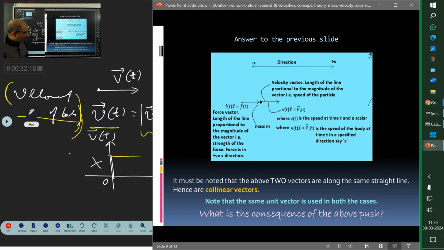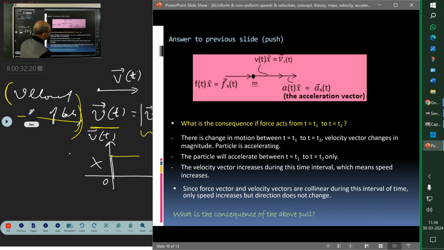Now I am applying force. So what is missing here? The acceleration vector is missing. Now that correction is done. So because of the force, there is instantaneous acceleration. What is the consequence if the force acts from time t1 to t2?